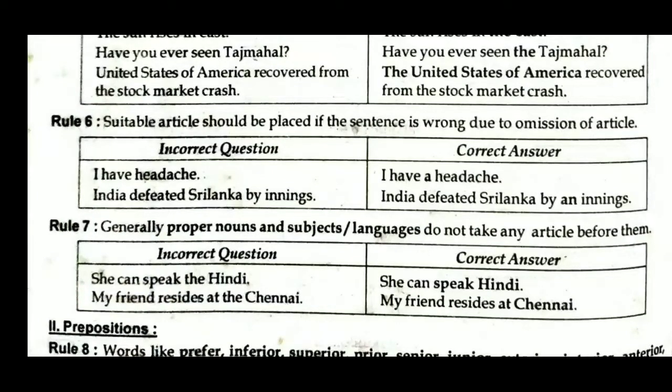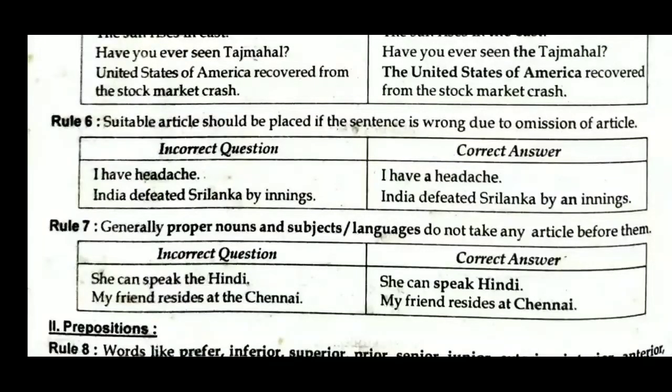That's very important. She can speak the Hindi is incorrect. It's omission of articles. You should not write any articles here. She can speak Hindi is right. Before proper nouns, subjects and languages, you should not use any articles. My friend resides at the Chennai is wrong. My friend resides at Chennai is the right answer. So these are all questions related to articles.